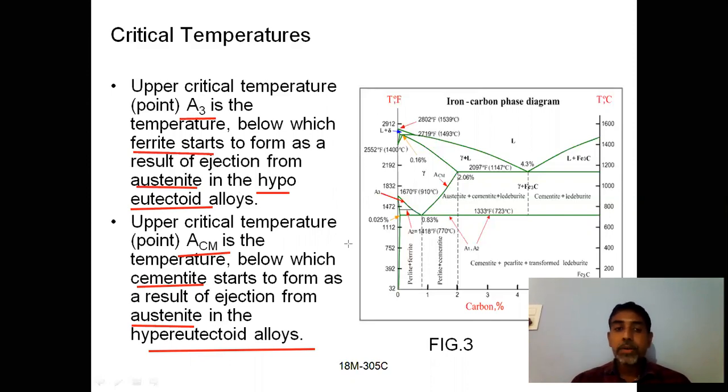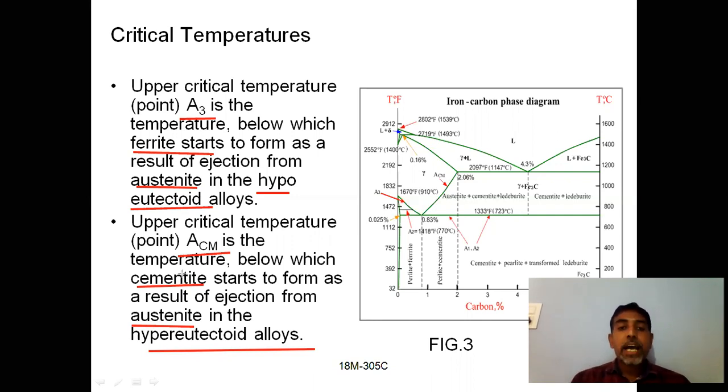What is meant by hypo and hyper? Already we have discussed eutectoid steels. What is meant by eutectoid steels? If the carbon percentage is 0.8%, then we can call them eutectoid steels. If it is less, that means 0.008 to 0.8%, we can call them hypoeutectoid steels. If it is more than 0.8% up to 2%, we can call them hypereutectoid steels.